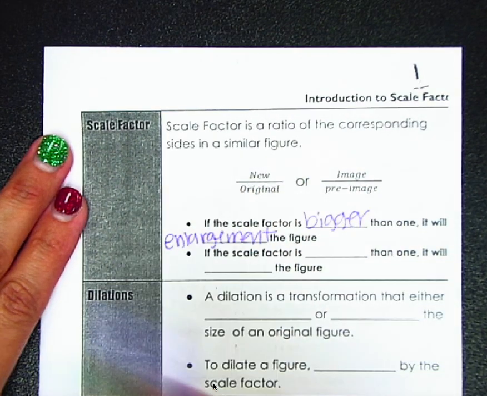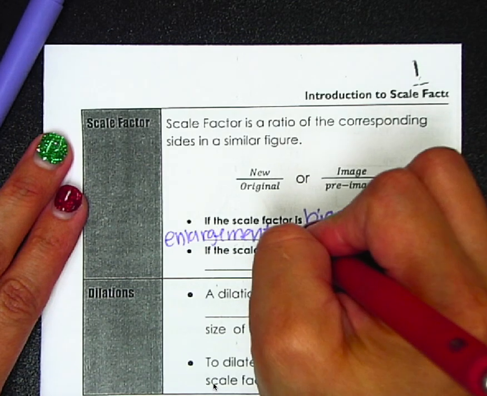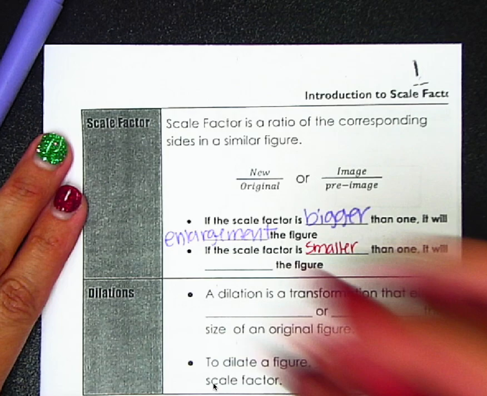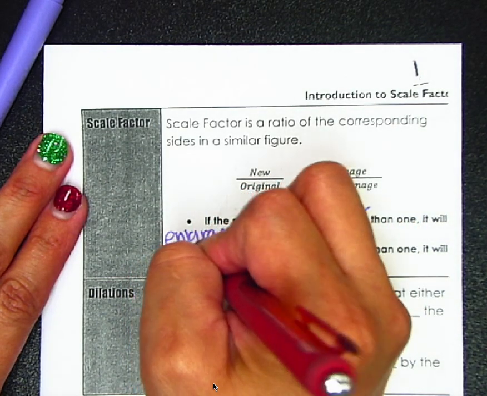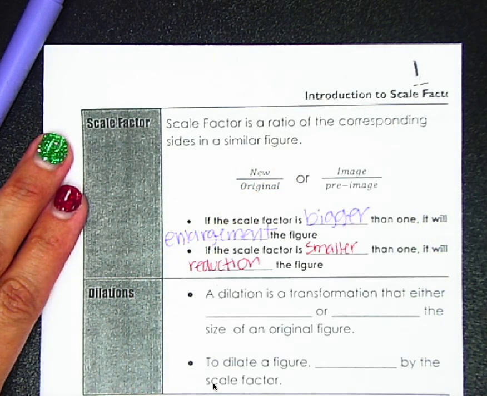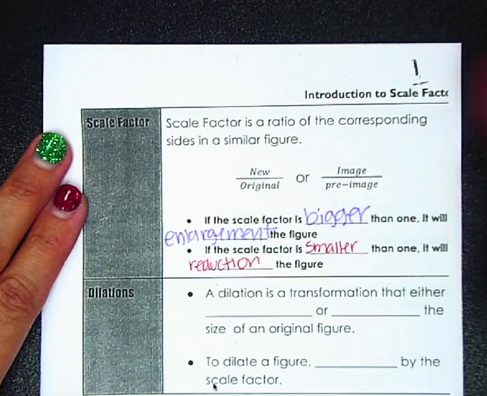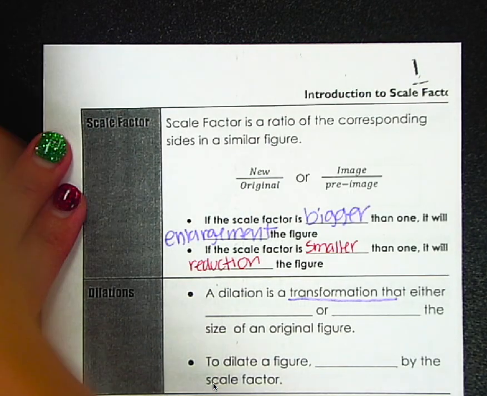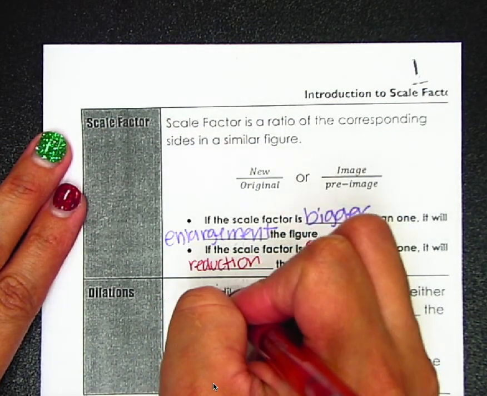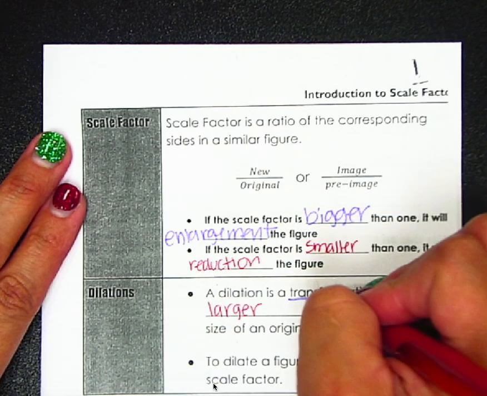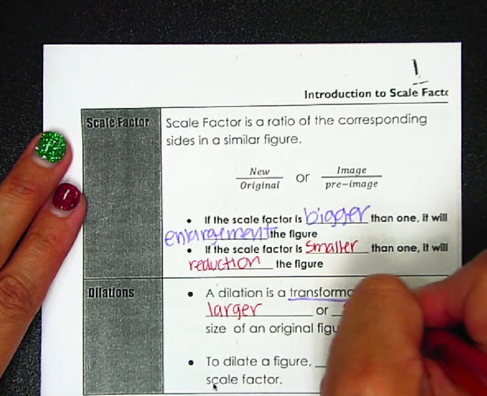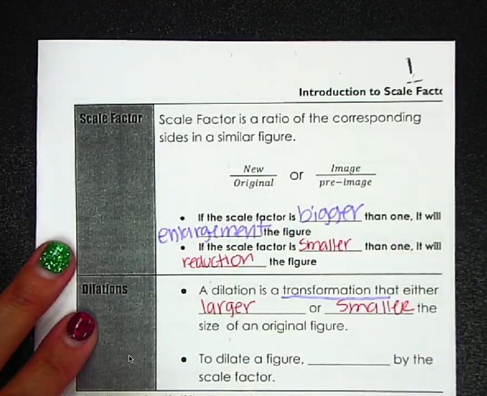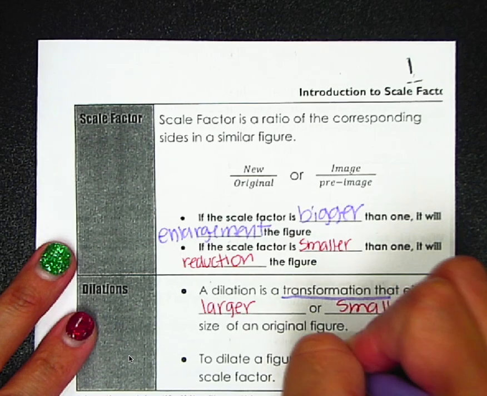If the scale factor is smaller than 1, it's going to be called a reduction. Okay, now dilation is a type of transformation that can make a figure get larger or smaller. To dilate a figure, you only have to multiply, so you would only be multiplying.